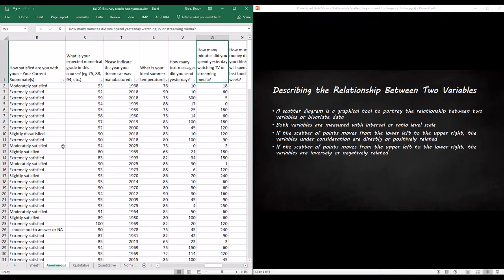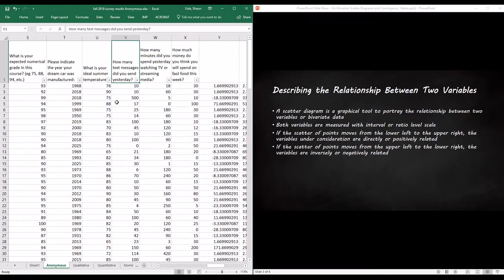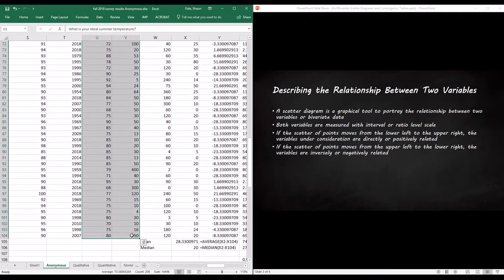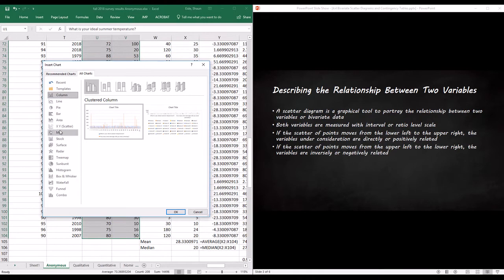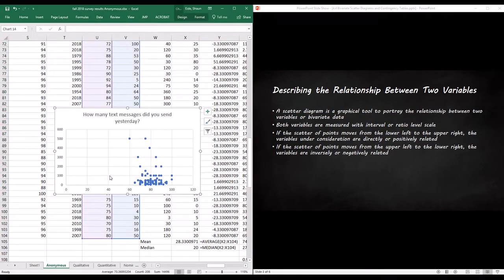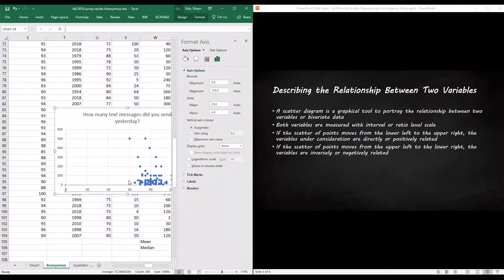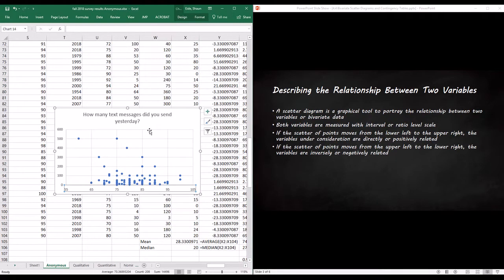Okay. So you need to utilize two variables such as how many text messages did you send yesterday and what is your ideal summer temperature. So if I were to highlight the two of these and do insert recommended chart, I could go down here and say, hey, I want an XY scatter plot. Okay, and you can see I've got a scatter plot right here, and I'm going to zoom in on the data a little bit, 55 for the minimum, 105 for the maximum. And you can see right here, the vertical axis is how many text messages they sent yesterday, and the horizontal axis is what their ideal summer temperature is.